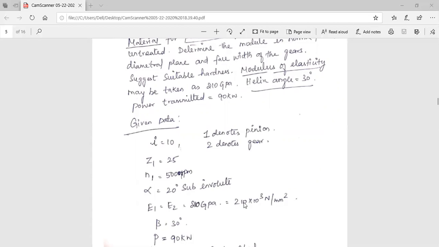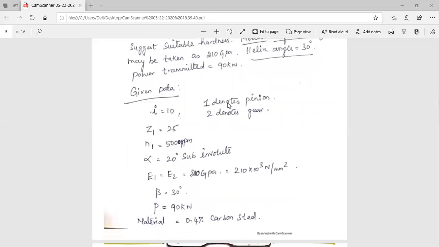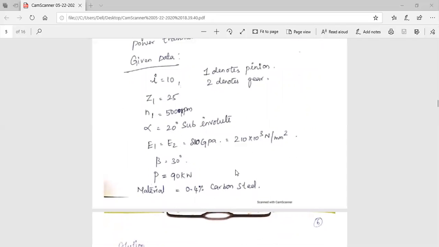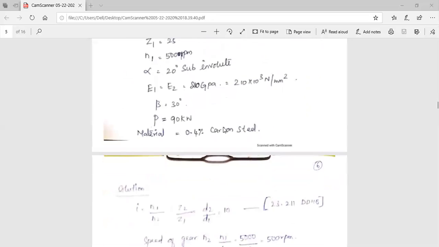That is 210. Because all the data we take in millimeter, you should convert into millimeter. So 210 into 10 power 9 Newton per meter square. If you convert into millimeter square, that is 210 into 10 power 3 Newton per millimeter square. And helix angle, that is beta. It is a helical gear. Helical gear means the teeth are not cut straight, they are cut at a helix angle. So beta is equal to 30 degree. Power transmitted equal to 90 kilowatt and metal 0.4% carbon steel. So these data are given in your problem.